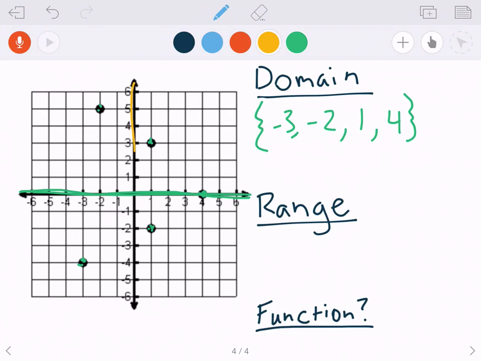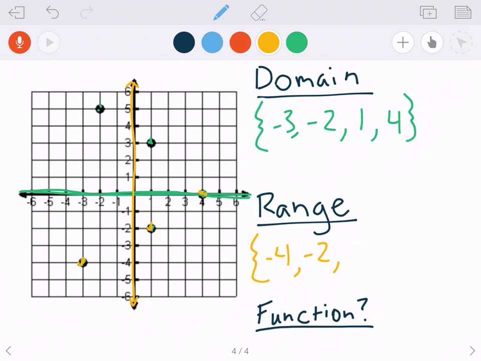So now with the range, we are concerned with the y-axis, which I'm highlighting in yellow. So now for my range, I'm going to kind of do the same thing, except now I'm going to start from down at the bottom and work my way up to the top because I want an order from least to greatest. So my first point is down there in the third quadrant, and that is at -4 on the y-axis. My next point is over there in the fourth quadrant at -2.